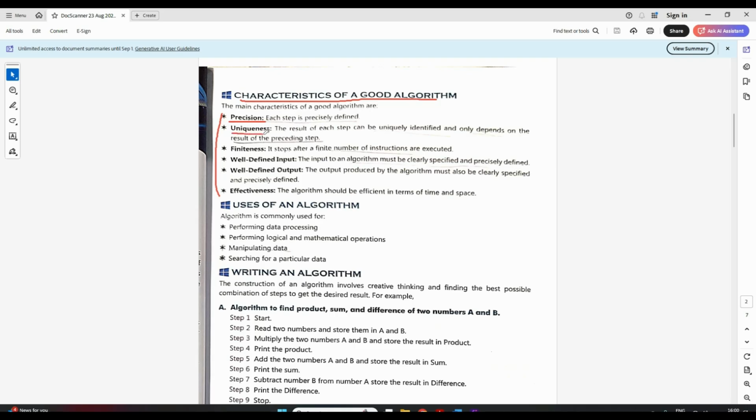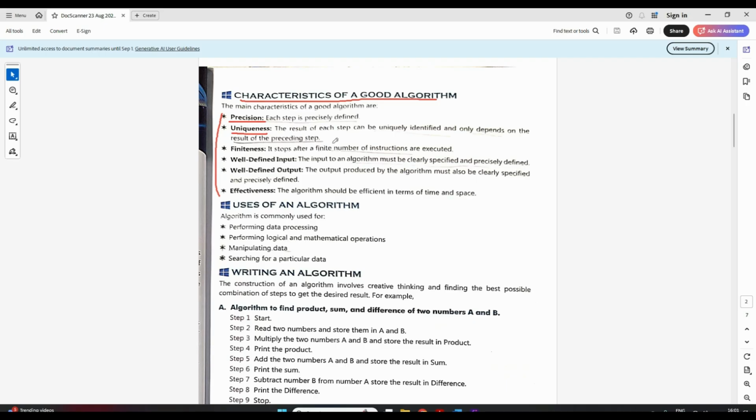Second, uniqueness. Uniqueness in the sense that the result of each step can be uniquely identified and only depends on the result of the preceding steps. For making a cake, first I have to take all the flour, sugar, cocoa powder, milk, or whatever ingredients I require. Based on what ingredients I have taken, I will mix them. So based on whatever steps we define, each step will give me a unique result.